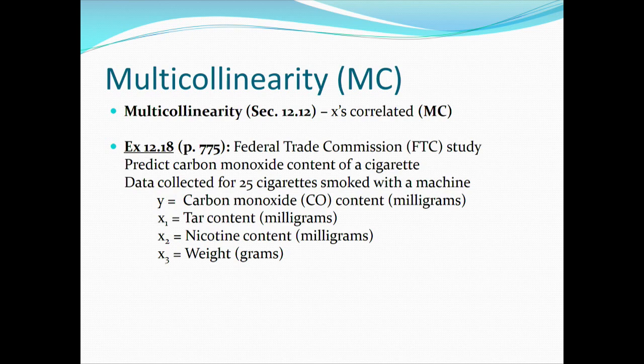Same thing with nicotine content. Measured also in milligrams, easy to measure. They call that X2. And certainly the weight of the cigarette's pretty easy to measure in grams. Those three things are very easy to measure. It's hard to measure carbon monoxide content.